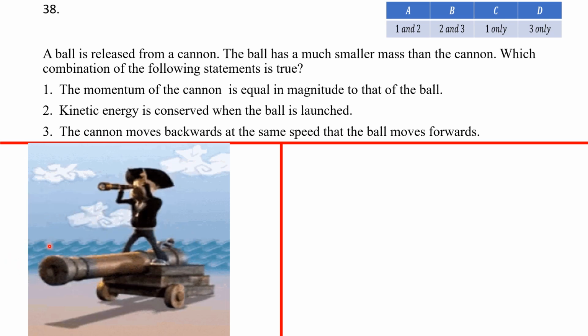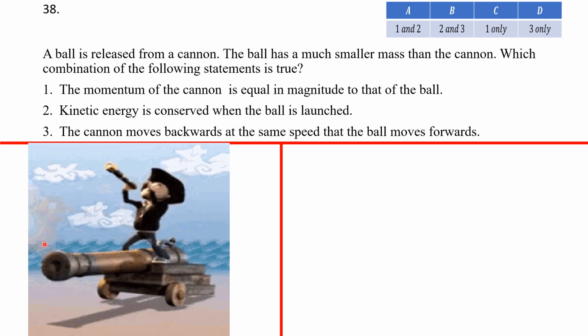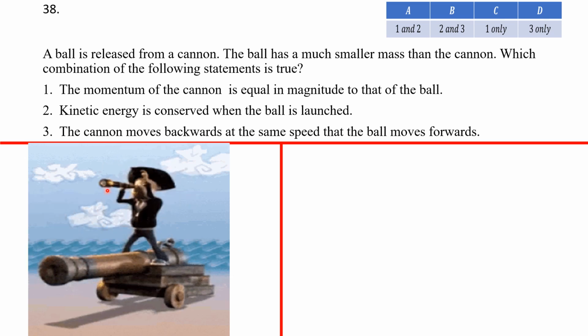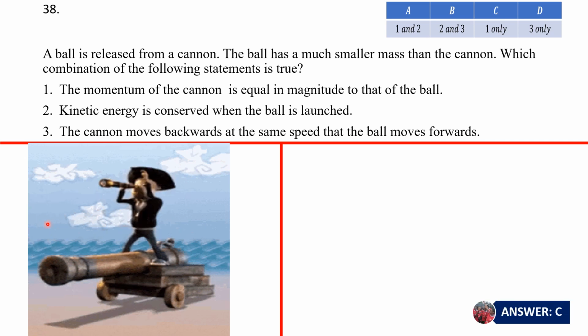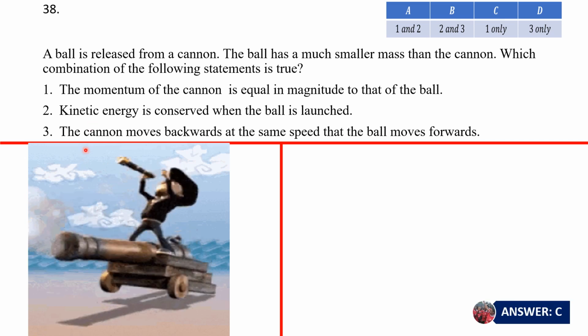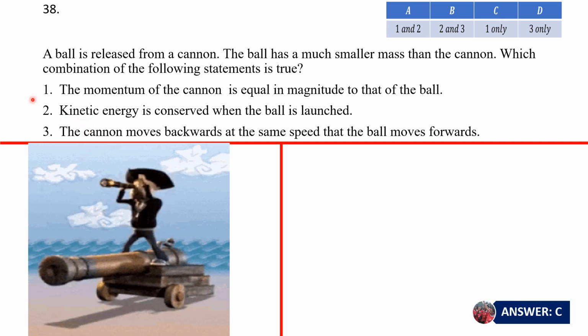Because the ball has the same speed as the cannon, but now a smaller mass. So the momentum will not be conserved if statement 3 would have been true. So statement 3 is off, okay? And so our answer here is C. 2, 3 off, 1 is our right answer.